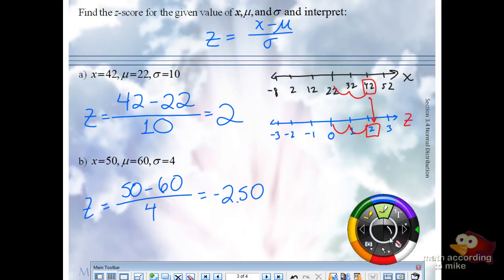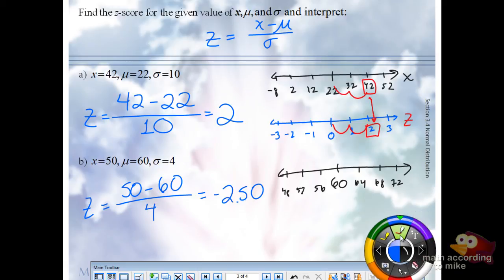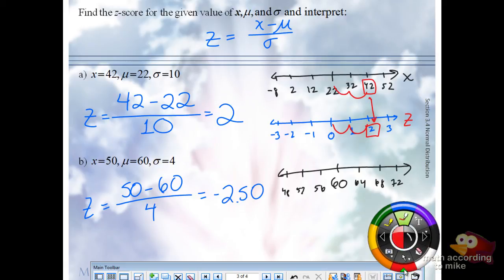So let's do the same thing. We'll draw the same number line. For part B, what number goes in the center? 60. And our standard deviation is 4, so we're going to go up and down 4. So 64, 68, 72, and 56, 52, 48. And again, these are x values.